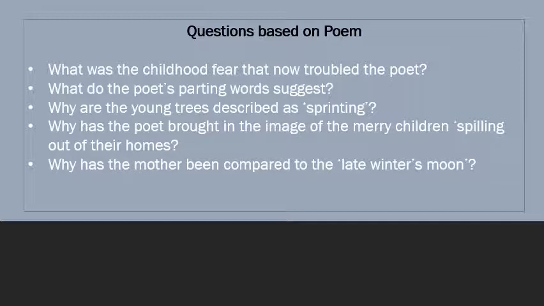Why has the mother been compared to the late winter's moon? What happens in winters? In winter, there is fog, there is presence of mist, and when we observe, we find that the moon lacks shine and beauty because of the fog and mist. In the same way, old age makes a person dull, physically less attractive, and less energetic. And since her mother's face has lost all beauty and charm, the poet has compared her dullness with the dullness of late winter's moon.